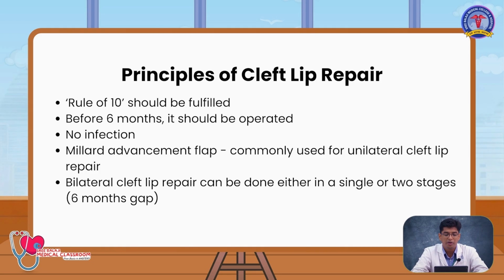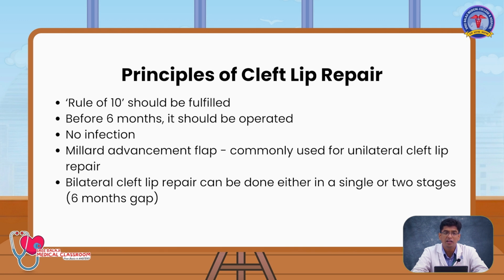Principles of cleft lip repair. These are the points that should be fulfilled when a repair has to be done. The rule of 10 should be fulfilled. Before 6 months of age, it should be operated, when all the temporary teeth arise. There should be no pre-existing infection. Millard advancement flap should be done, or Tennison's Z-plasty can be done.